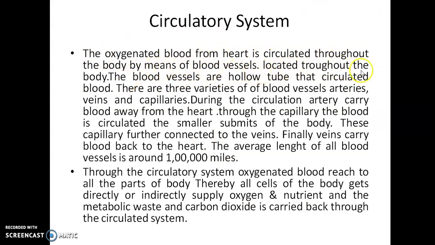Circulatory system: the blood from the heart is circulated throughout the body by means of blood vessels. The blood vessels are hollow tubes that circulate blood. There are three varieties of blood vessels: arteries, veins, and capillaries. During circulation, arteries carry the blood away from the heart. Through the capillaries, blood circulates to smaller subunits of the body. These capillaries are further connected to the veins, which bring the blood back to the heart. The average length of the blood vessels is around 1 lakh miles. Through the circulatory system, oxygenated blood reaches all parts of the body, thereby supplying oxygen and nutrients, and metabolic waste and carbon dioxide are carried back.